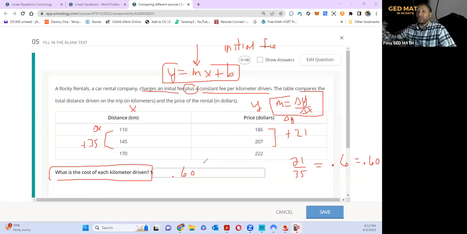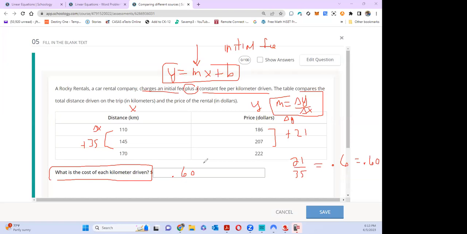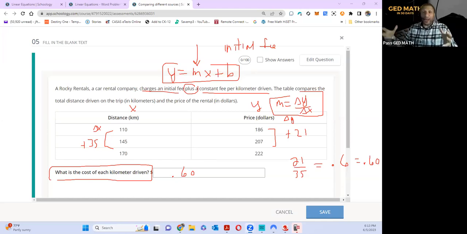Now, if you wanted to find how much the initial fee is, you have a point and you have a slope. Even though it's decimals and fractions, it's still the same concept. So y = mx + b. We're going to take a point. That's my x, that's my y. I hate these funky numbers, but we'll do it anyway. My y is 186.